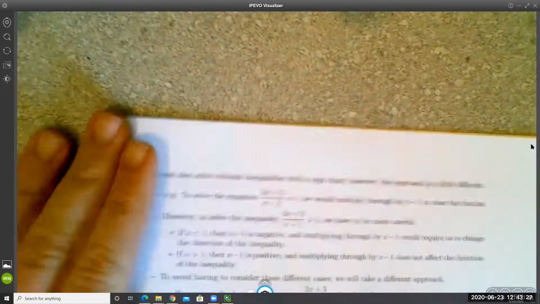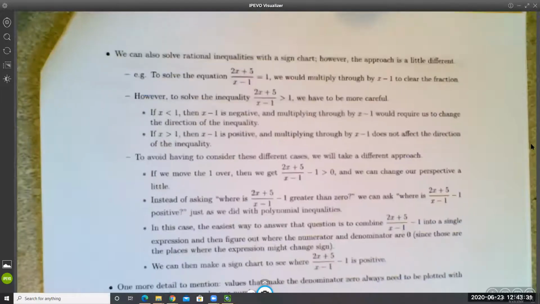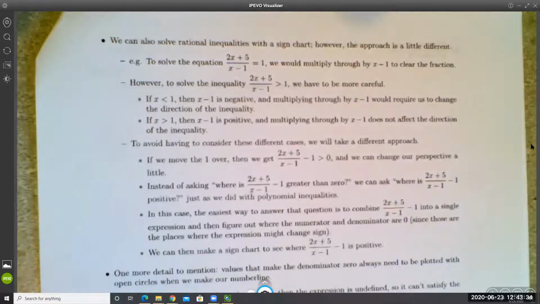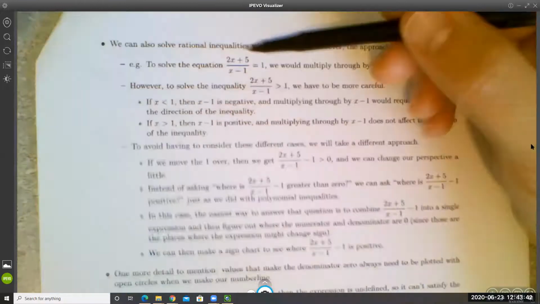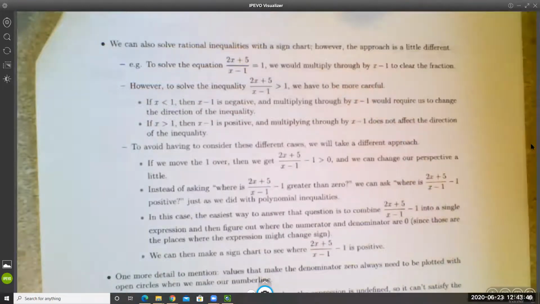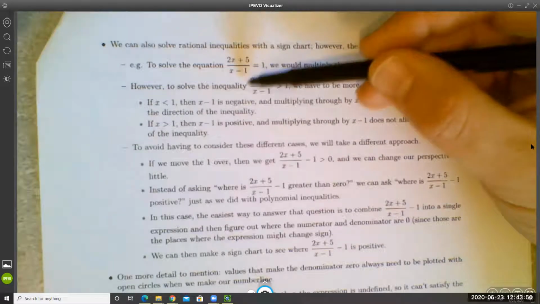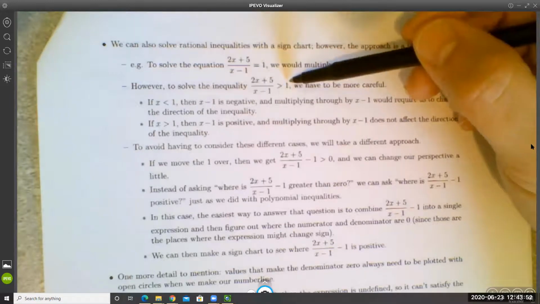Okay, so that's polynomial inequalities. They're not terrible once you get the hang of using the sign chart. We solve rational inequalities with a sign chart as well. It's quite a bit different than the way that we solve rational equations. The way that we would solve a rational equation like this is we would multiply through by the LCD to clear the fraction. But we don't want to do that when we're solving a rational inequality.